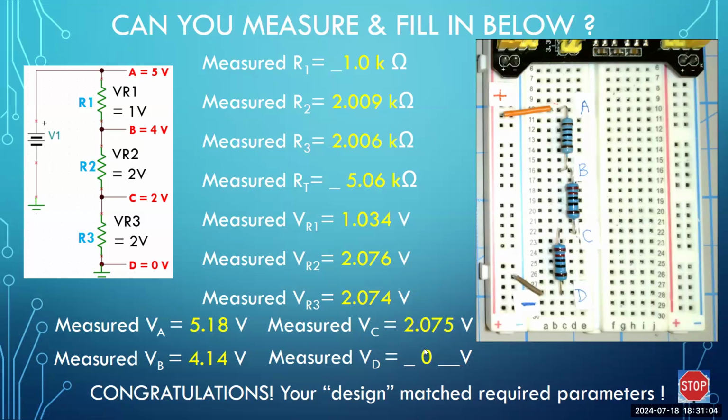So hey, congratulations. Pat yourself on the back. Give yourself an applause. You know, an attaboy, attagirl. This is great. Your design matched the design required parameters. It was required that you build 3 resistors. It was required that points A, B, C, and D were 5, 4, 2, and 0 volts. And you have achieved that with everything that we've done with these slides at this point.